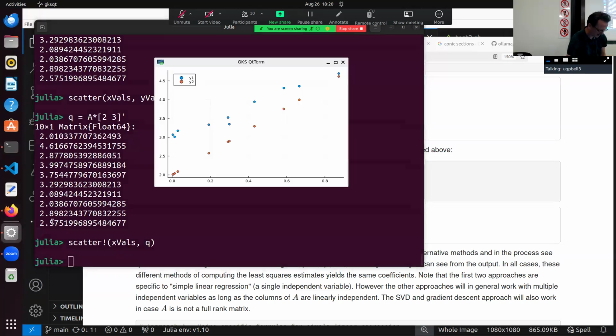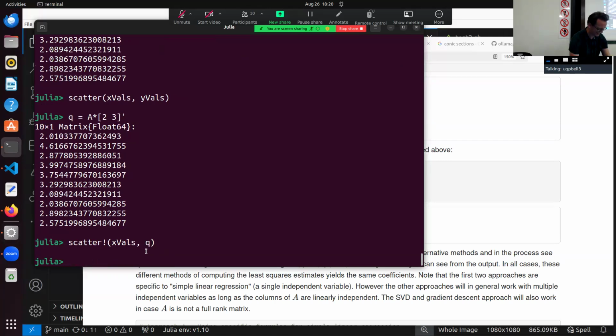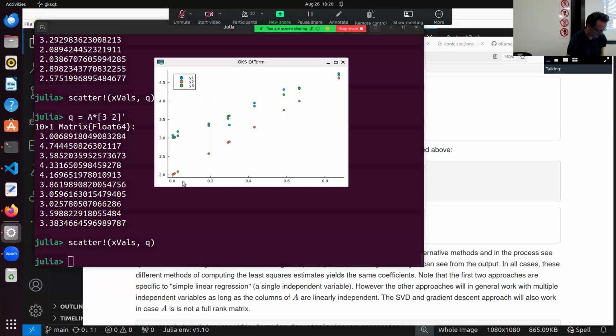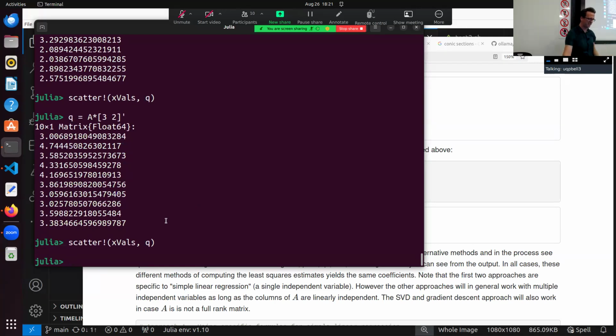Did I get it the right way around? No, I did not. That was guaranteed to happen. Q equals 3, 2. There's the good Q through there. So we've got a linear approximation, and we know what the answer is. The question is, how do we get that solution vector back out of this from the data?